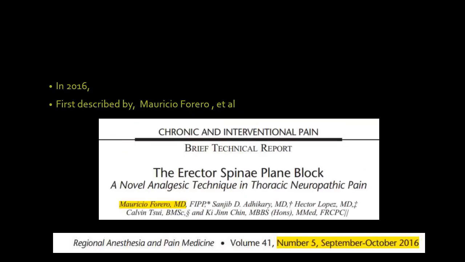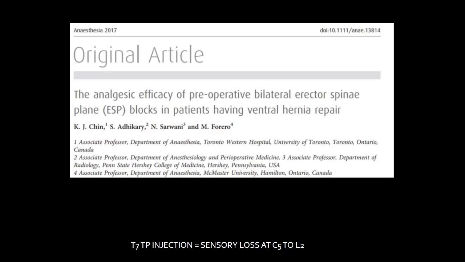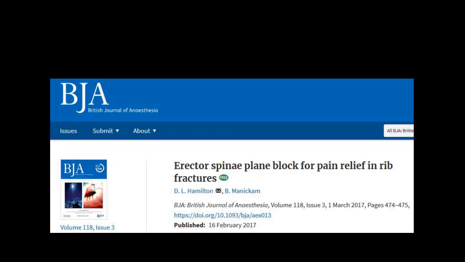In 2016, it was first described by Mauricio Forero and others for thoracic neuropathic pain. They used 20 ml of 0.5% ropivacaine at T5 and got a sensory level of T3-T9. Later on, case reports showed analgesic efficacy of erector spinae block for ventral hernia repair.